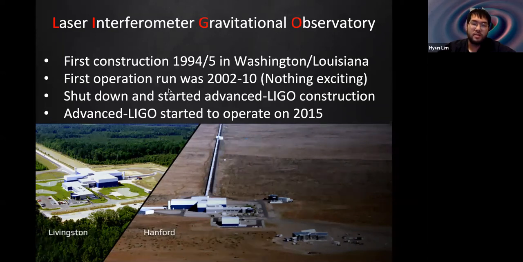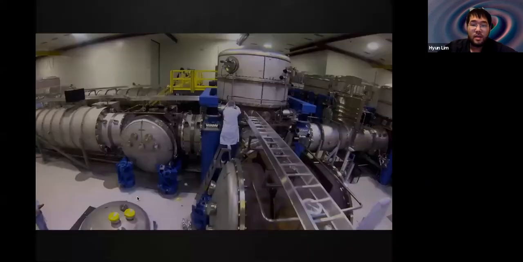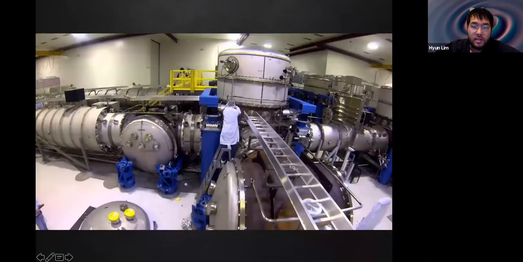So they shut down and started another project called Advanced LIGO. That's the reason some people refer to it as aLIGO. After around five years of construction, they started to operate it in 2015. So that's LIGO in Hanford, and that's LIGO in Livingston. And that's some of the inside of LIGO.